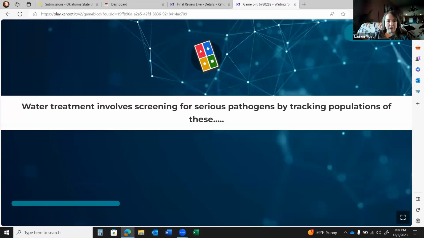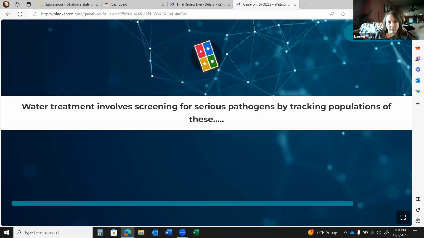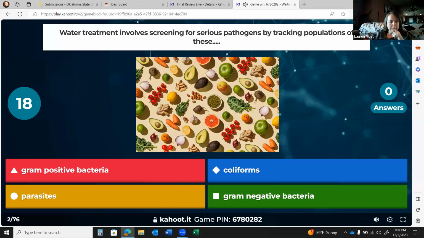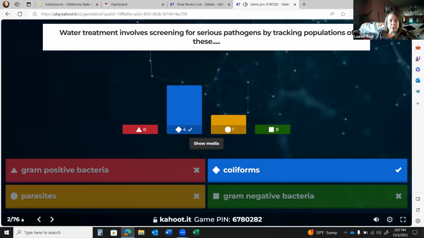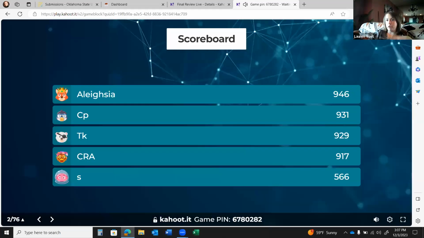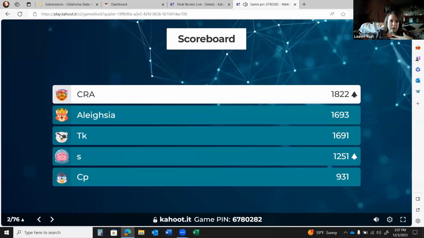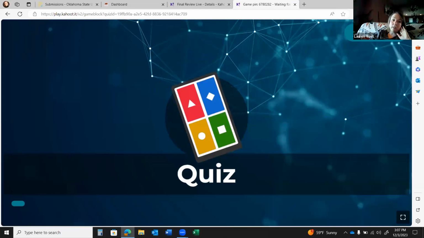All right, water treatment. It involves screening for serious pathogens by tracking populations of these. What's the term? Yep, so that's going to be coliforms. We call them fecal coliforms typically, and that's what they'll track. And if there are coliforms in the water, then there could be potential for pathogens to be there, like Shigella.